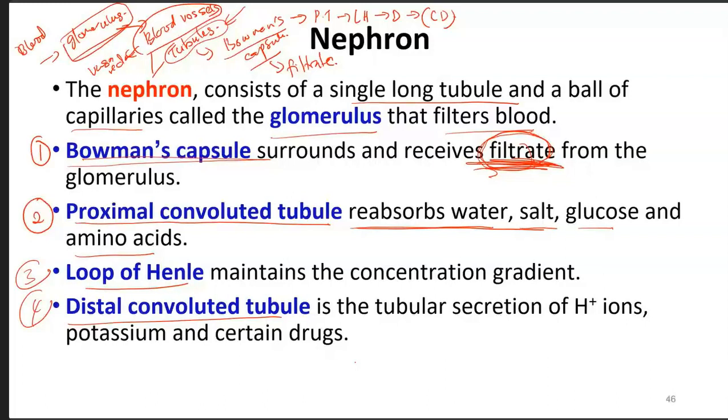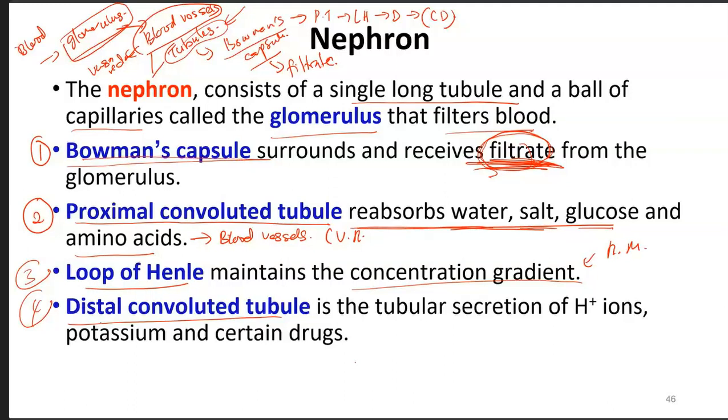It will be reabsorbed back into your blood vessels, which is actually the vasa recta. And then after the proximal tubule, you have the loop of Henle, which maintains the concentration gradient within the renal medulla, actually within the renal medulla region of the kidney.